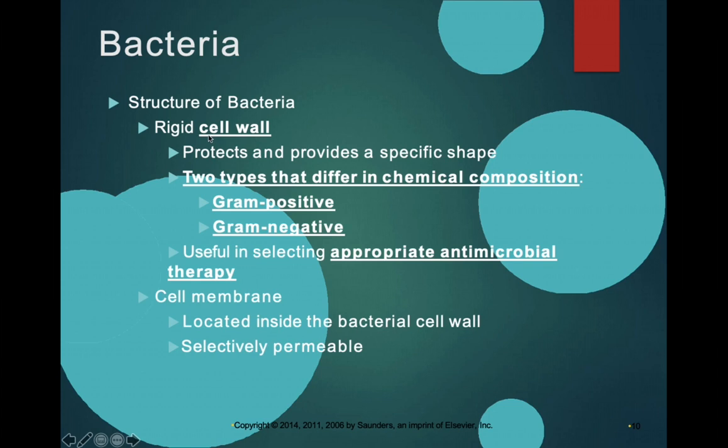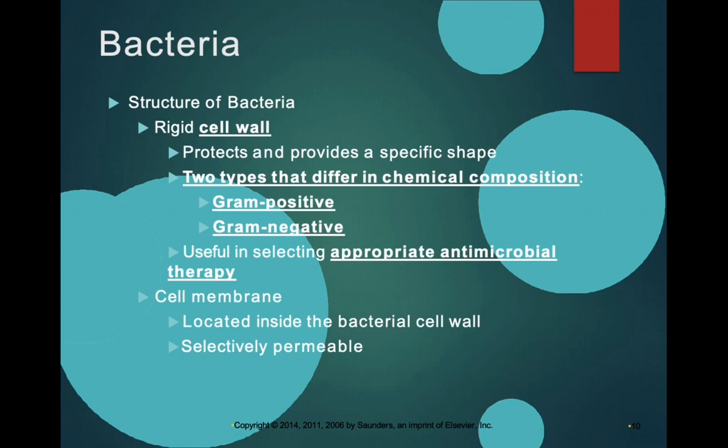They have a rigid cell wall. It protects and gives us a very specific structure or shape. The two types that differ in chemical composition are referred to as gram-positive and gram-negative. Whether it's gram-positive or gram-negative is very useful in giving us selective antimicrobial therapy, because the treatment for a gram-positive will be different than what could be used to treat gram-negative effectively.